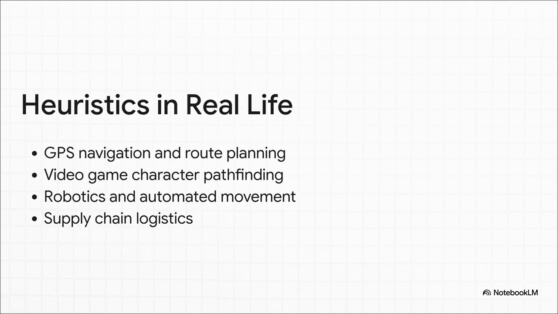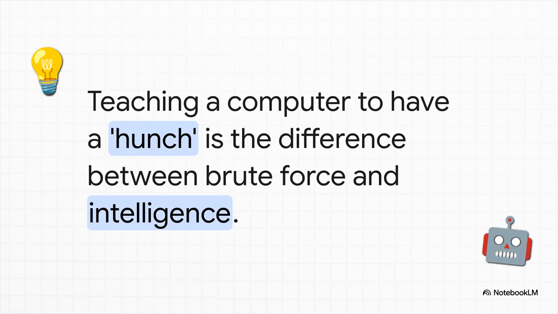So, why does any of this matter to you? Well, that same A-star logic is what your GPS uses to find the fastest route and dodge traffic. It's what helps characters in video games hunt you down so effectively. It guides robots through warehouses and helps companies optimize their entire supply chains. It's everywhere. So ultimately, the big takeaway is this.